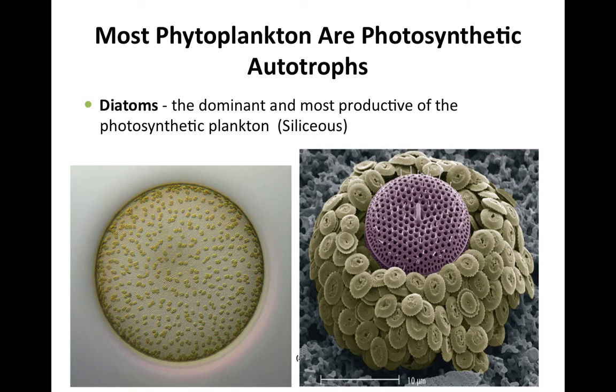Now there's 4 major groups of phytoplankton. I'm going to talk about each of them. The first one are the diatoms. Diatoms are the dominant and most productive type of phytoplankton. There's more of these diatoms than any other type of phytoplankton, and so they are responsible for more biological productivity, or primary productivity, than any other type of phytoplankton. They're these really tiny microscopic organisms, and they make these structures, these exoskeletons, out of silica, so they're said to be siliceous. If you don't know what silica is, it's the same stuff that glass is made out of.